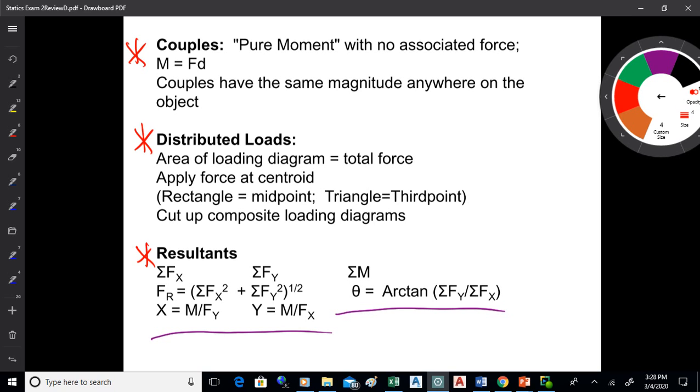And I have an example of one of those in your review. And then you should know how to do a 2D equilibrium problem with some trig in it. And then you should know how to do trusses with method of joints. This was 221, is what that was.